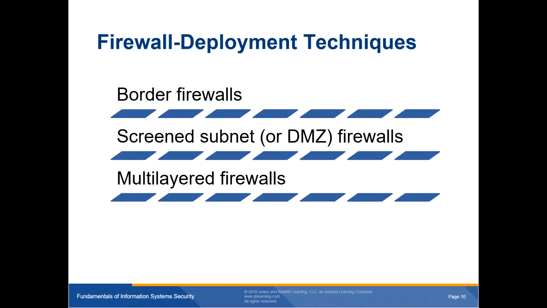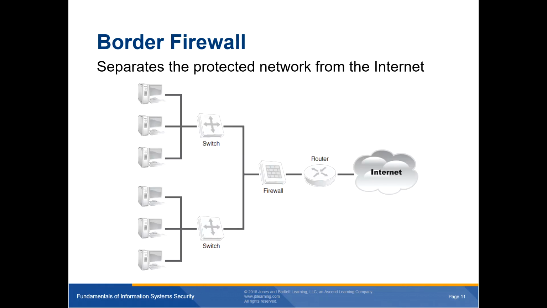So some deployment techniques include border firewalls, screen subnet or DMZ firewalls, and multi-layered firewalls, and we'll talk about each one of these. So here you have a border firewall, which separates the protected network from the internet. Then you have a router. You could have the router sitting behind the firewall. It depends on which way you want to go with this. Typically, you'd probably put the router here and then the firewall protecting the network.